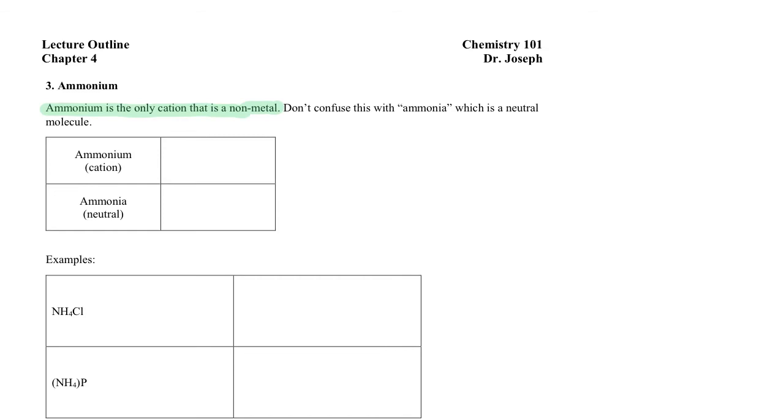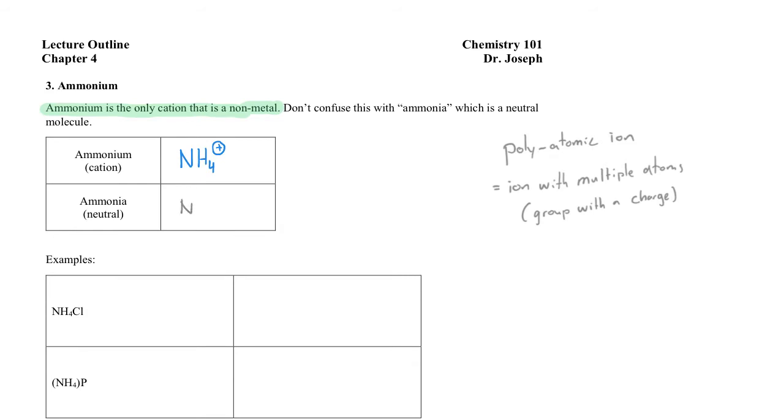So it's what's called a polyatomic species, a polyatomic ion, because it's a many-atomed ion. It has the formula nitrogen, and it has 4 hydrogen atoms in it, and overall it has a +1 charge. This is what's called ammonium. Ammonia, on the other hand, is a molecule. It's neutral. It has a single nitrogen and 3 hydrogen atoms. This is called ammonia. So we have ammonium and ammonia. Ammonium is the cation, and ammonia is the neutral molecule.